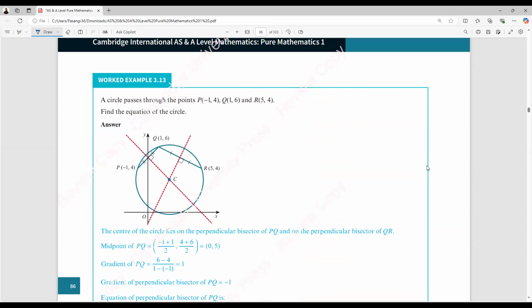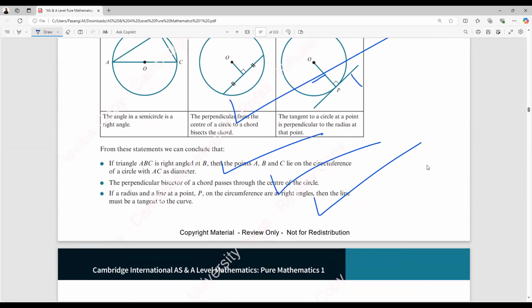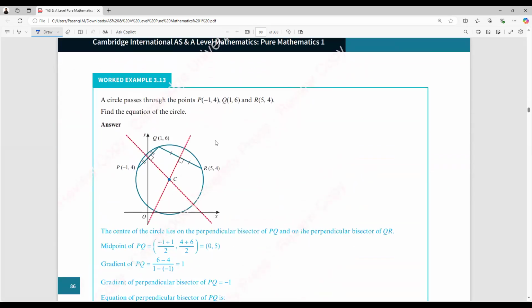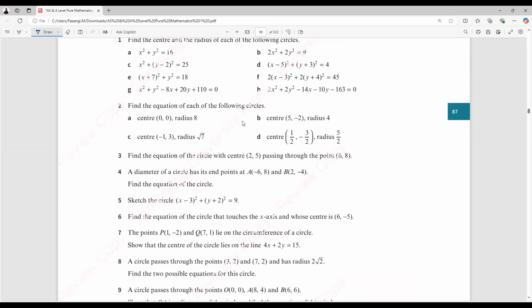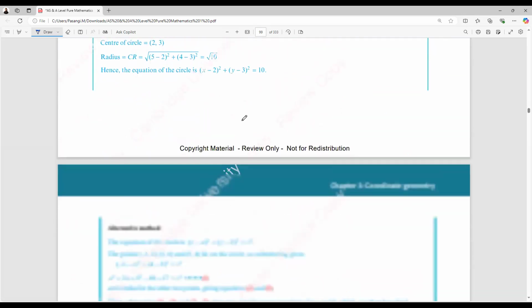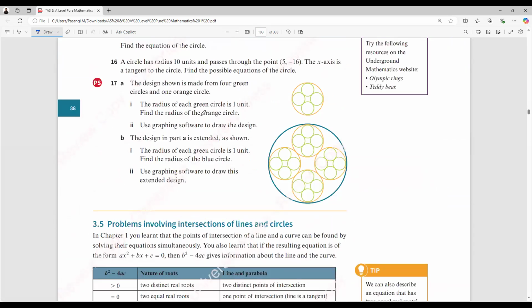Okay, is it fine? Okay, now can we do 3.13? First do 3.13 and then you can do the 17th question as well.